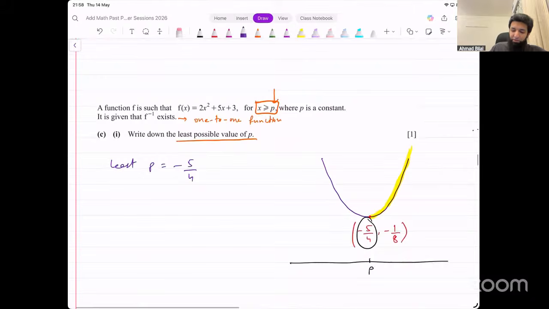So the least possible value of p is negative 5 over 4. That's a standard question. This is how you would approach that, right? Because we were looking to the right side of the graph, this will have to be the least possible value of p.